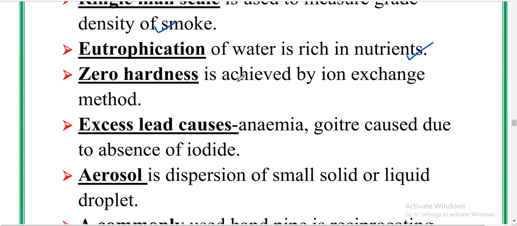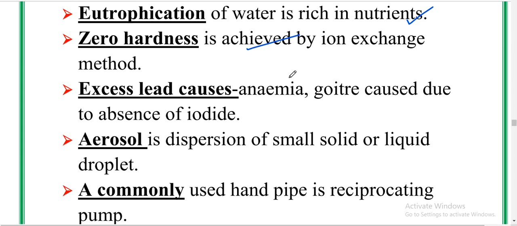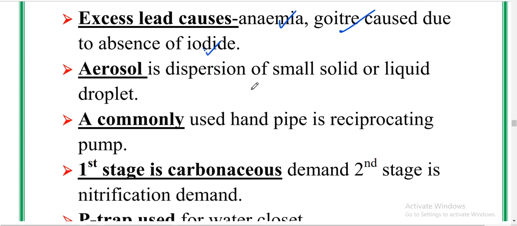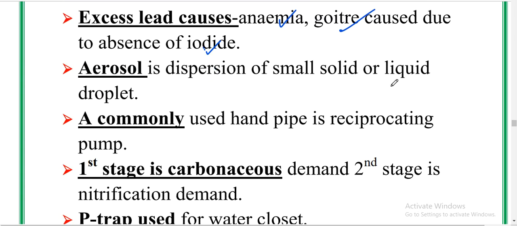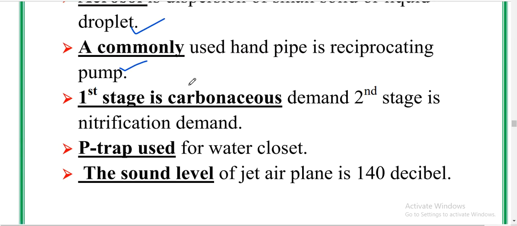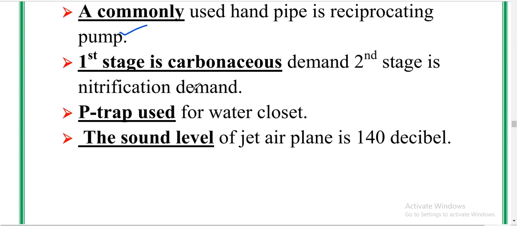Zero hardness is achieved by ion exchange method. Excess lead causes anemia, and goiter is caused due to the absence of iodide. Aerosol is a dispersion of small solid and liquid droplets. A commonly used hand pump is the reciprocating pump.